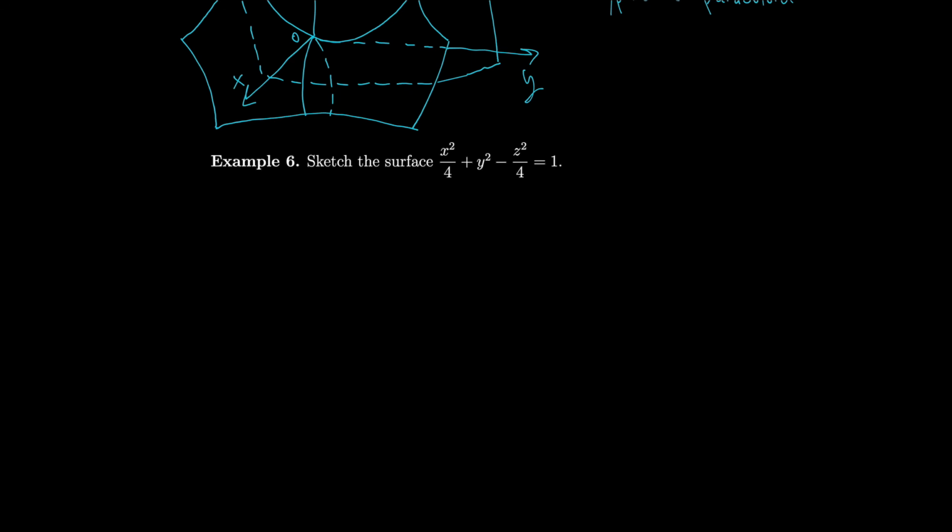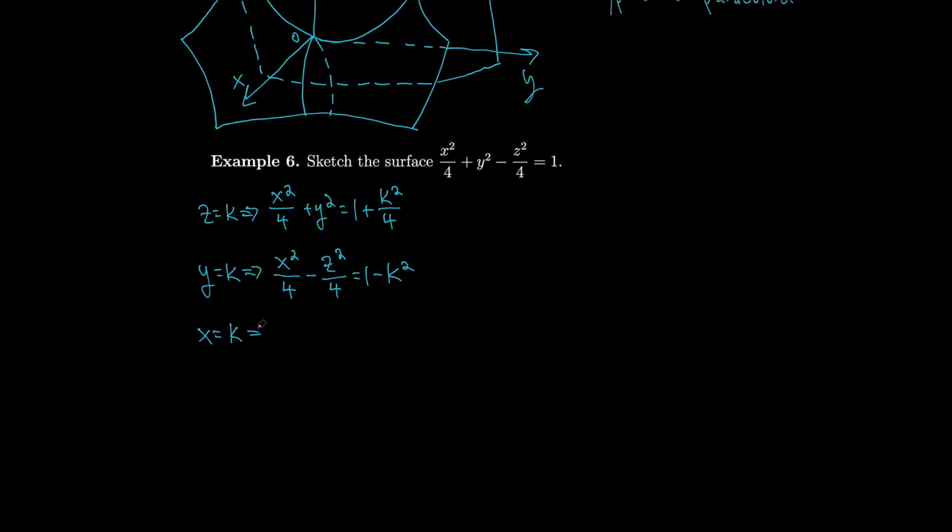How about the surface x squared over 4 plus y squared minus z squared over 4 equals 1? Again, we'll set one variable equal to a constant and see what traces we get. So x squared over 4 plus y squared equals 1 plus k squared over 4 is what we get when z is constant. And notice that that's just an ellipse, because we've got the plus and both are squared. If we've got y equals constant, then we've got x squared over 4 minus z squared over 4 equals 1 minus k squared. So that's a hyperbola again.